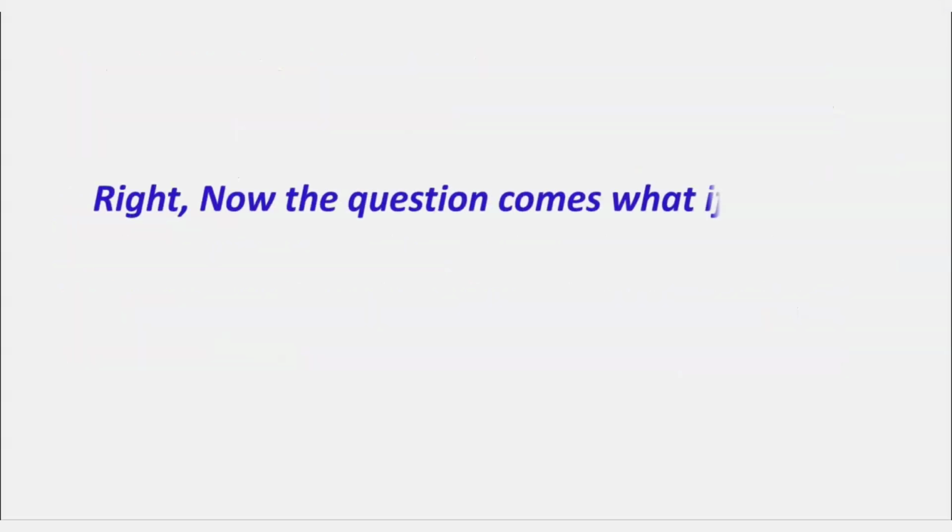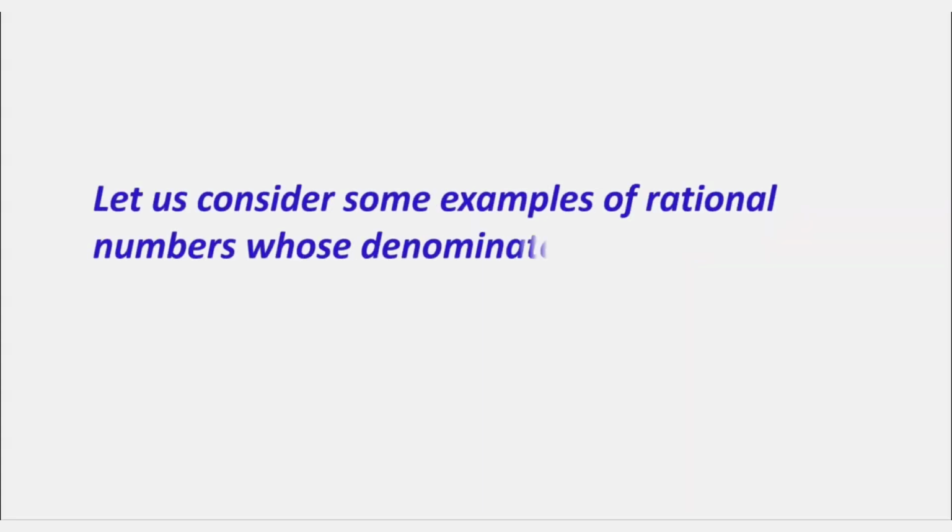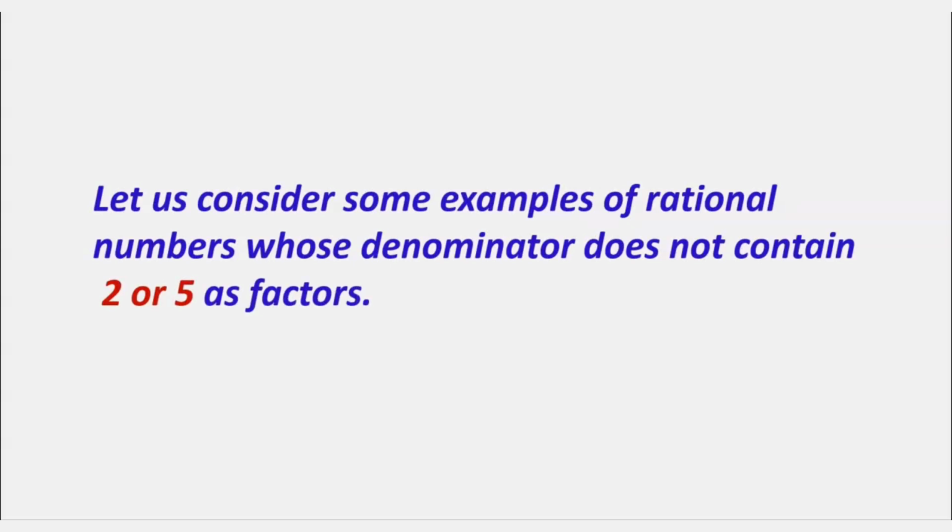Okay. Now, the question comes, what if the denominator is not of the form 2 power n into 5 power m? According to the previous video, Theorems 1.5 and 1.6, a denominator which does not have 2 power n into 5 power m should not give a terminating decimal. Let us check this with the help of some examples of rational numbers whose denominator does not contain 2 or 5 as factors. Let's check some examples.